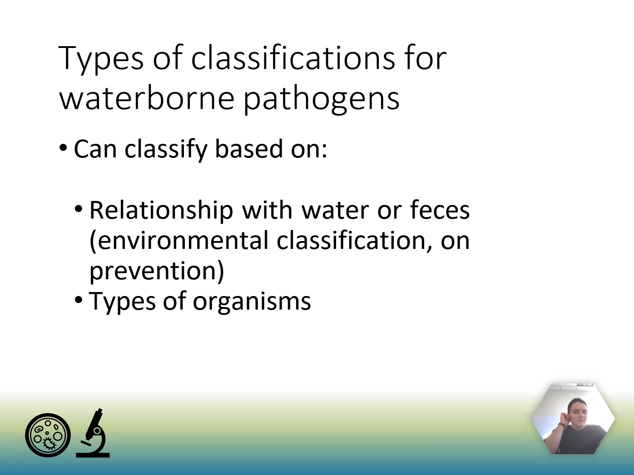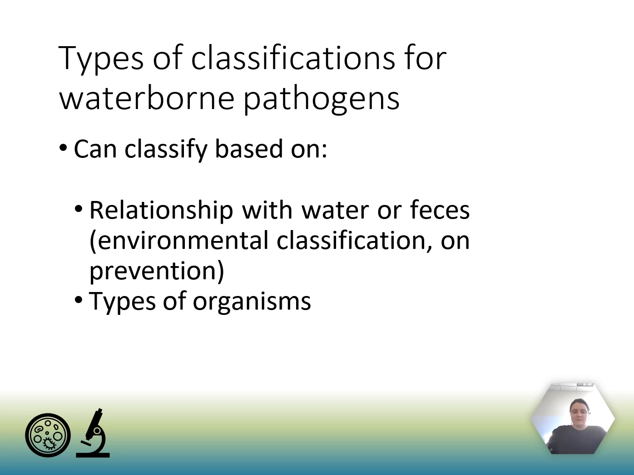So the first thing that I want to make sure that we understand is how we classify waterborne pathogens. We can classify based on the type of organism, so whether it's bacteria, protozoa, all the things that we've been talking about in class, or we can classify it based on its relationship to water and or feces. That's called an environmental classification or a prevention classification. Many times, instead of saying it's a bacteria or protozoa, we're worried about whether it's waterborne, foodborne, associated with feces, associated with drinking water, because water, wastewater, feces, they're all different vectors to basically catch diseases from these pathogens.